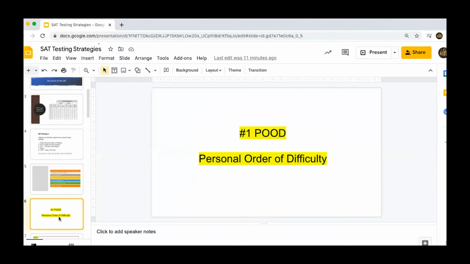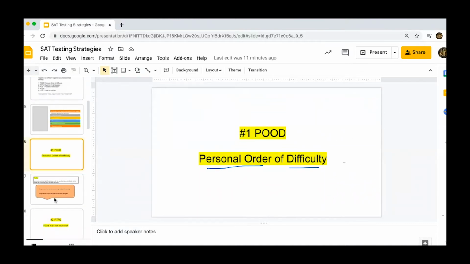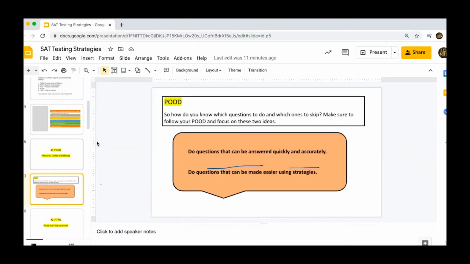The first one is POOD, the personal orders of difficulty. The questions that look difficult for you could be easy for other people, and vice versa. What's easy for you could be difficult for another person. So when you come to the test, you look through the questions. Don't waste time on the question that you don't know what to do or that looks difficult. Just skip them. You would rather use the time on the questions that you can answer quickly and accurately. So those are the things that you should focus on.